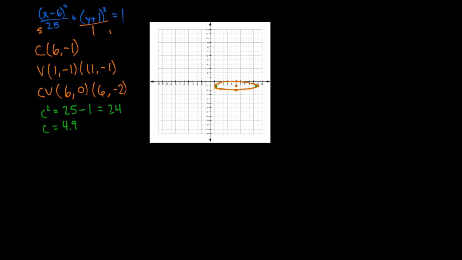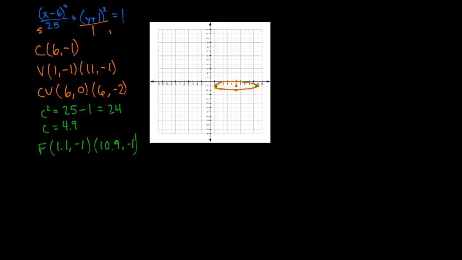And to get the coordinates for those, we'll do the same thing where we just add or subtract 4.9 with that 6. So we're at 6 here, minus 4.9 to go that way, that's going to put us at 1.1, negative 1. And if we add 4.9, so if we take 6 plus 4.9 to get us over here, that gets us 10.9. 10.9, negative 1 are the foci.